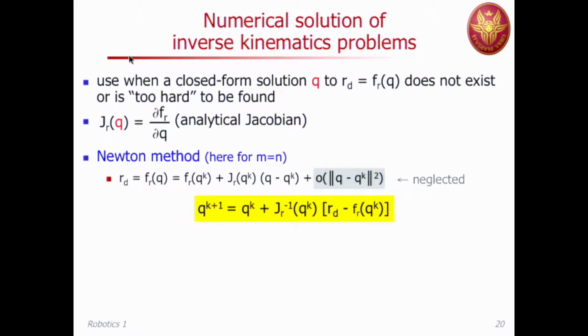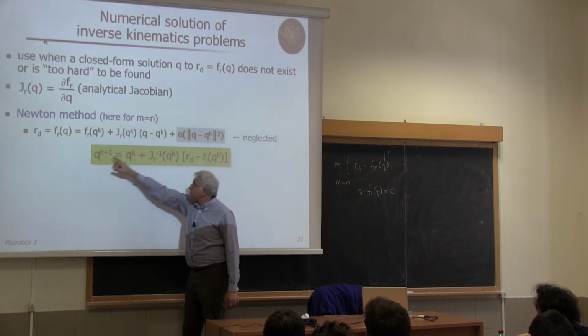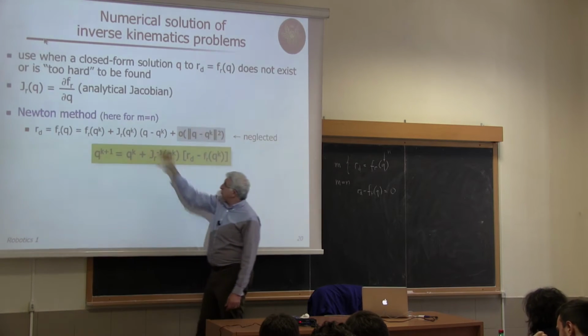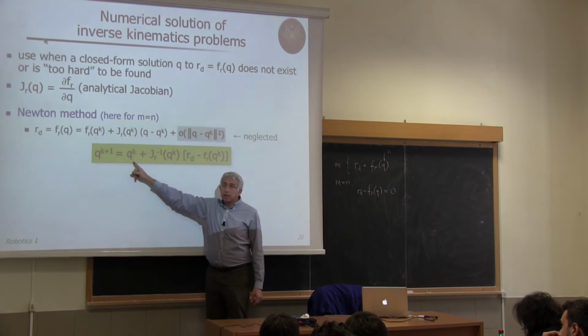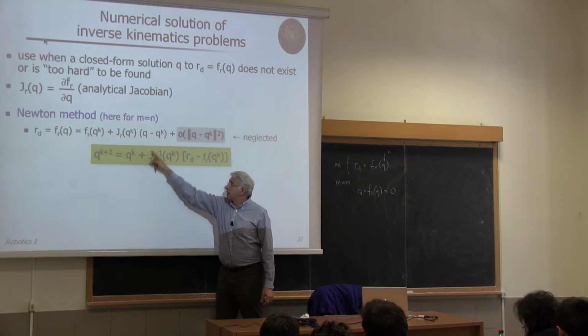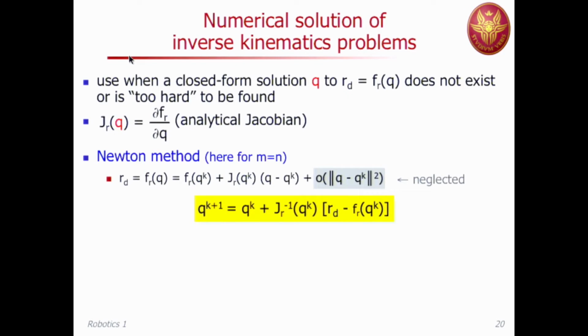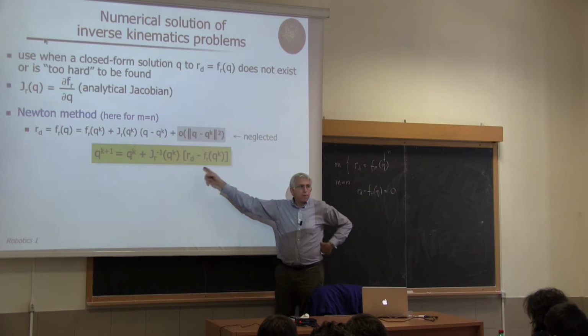So we solve for this, and we call this solution the next guess. If you rearrange things, the next guess will be the previous one plus the inverse of the Jacobian evaluated at the previous guess, times this difference. Okay? Clear enough, I think. Now, look at this.